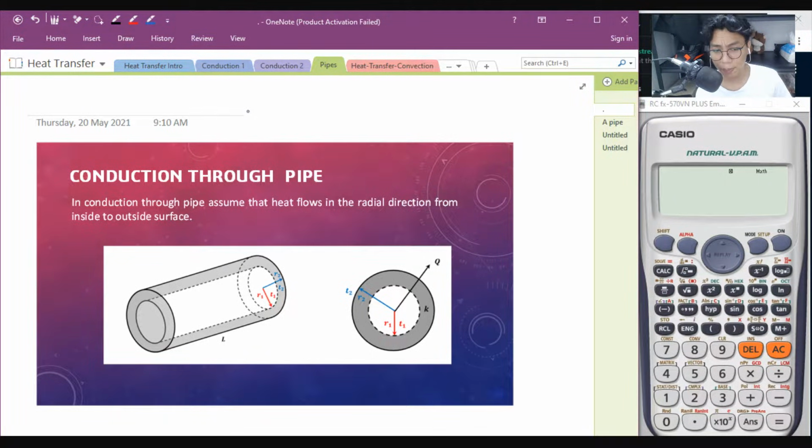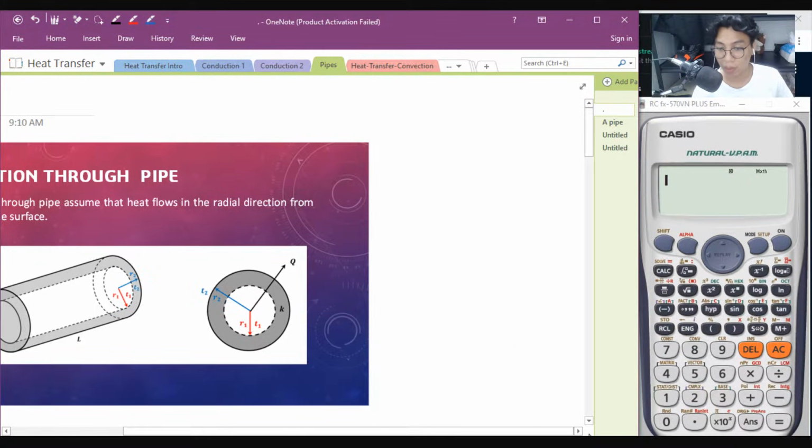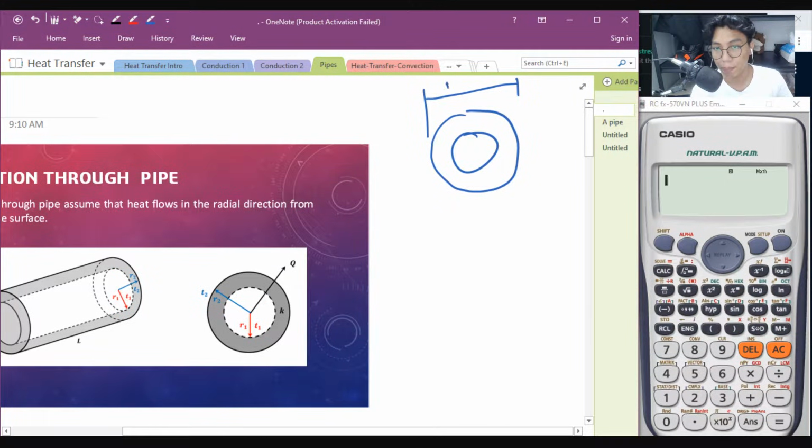Pagdating dito sa pipe, it is not the wall. We are always talking about the thickness of that pipe. Now, how can you measure the thickness of the pipe? Going back to your geometry. If you have here the cross-sectional area of the pipe, it is an annular section. Okay? From here up to here, this is the outer diameter of your pipe. From here up to here, this is the inner diameter of your pipe.